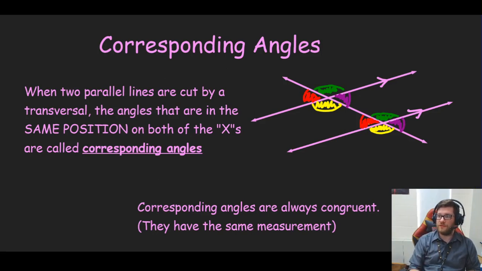You could almost say we want to take this picture, take this x here, and drop it right on top of that other one and have the colors match up. Okay? The nice thing about corresponding angles, just like vertical angles, is that they're also always congruent, which means they have the same measurement. If they have the same measurement, we can set up equations. So let's do that.